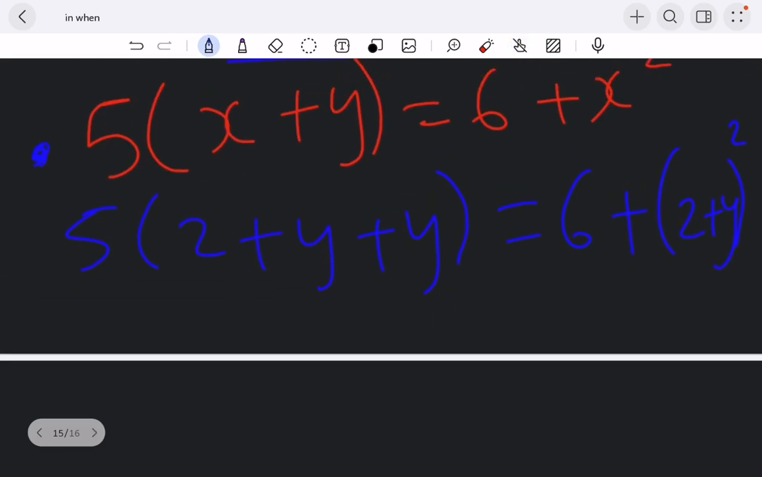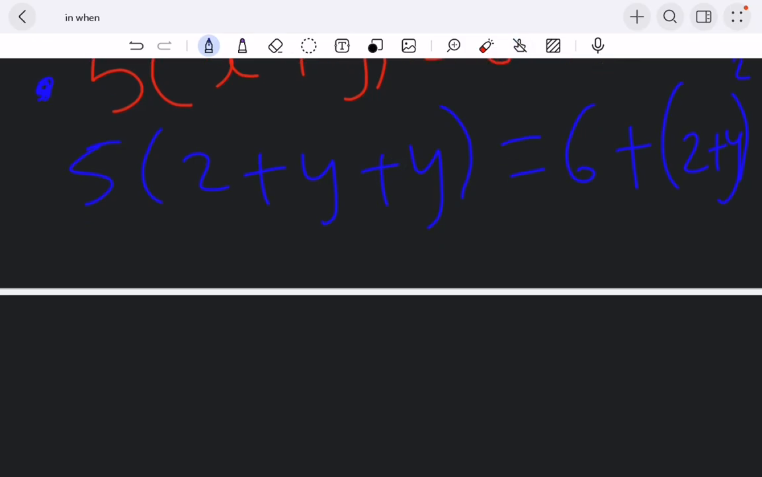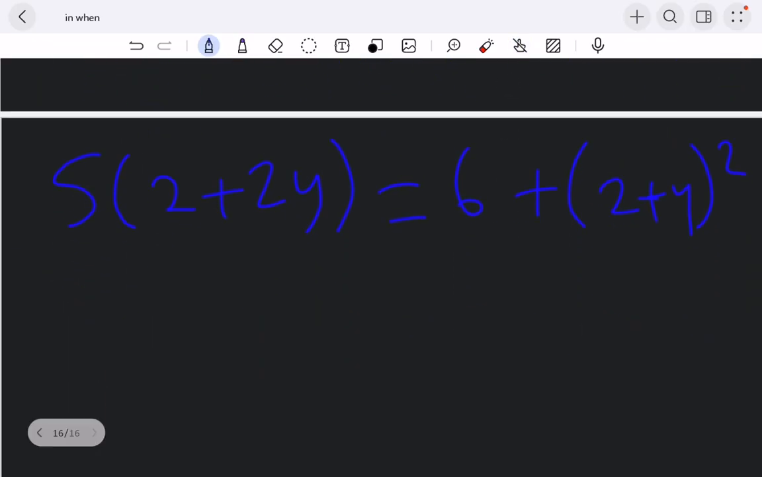I'm just going to simplify this and make sure it's oversimplified. So it's going to be 5 into 2 plus 2y is equal to 6 plus 2 plus y squared. Okay, and then I'm going to scroll a bit down and say 2 times 5 is 10 plus 2 times 5 is 10y is equal to 6.